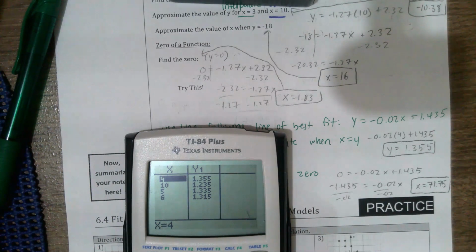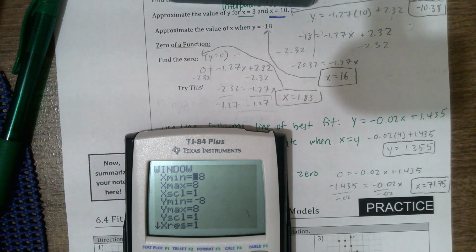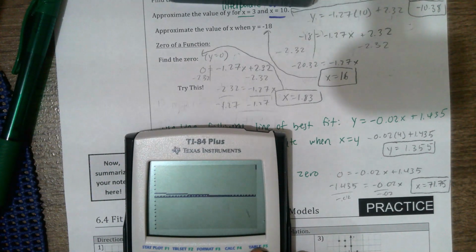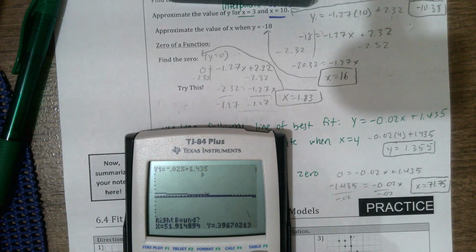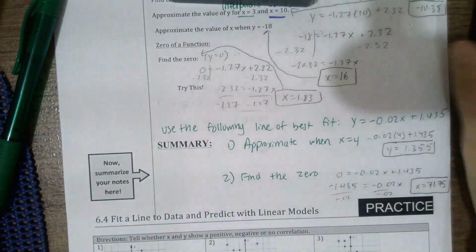And this one is harder to find the zero because the slope is so thin. But if we wanted to, we could say x is 20 to 80. So there's the graph. We want to figure out when it crosses 0. So we could do second trace, zero, left, all the way to the right. We got 71.75. All right, so that's it.